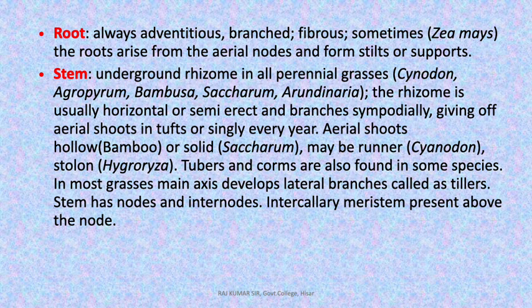In most of the grasses, the main axis develops lateral branches called tillers. Stem has nodes and internodes. Intercalary meristem is present above the node.